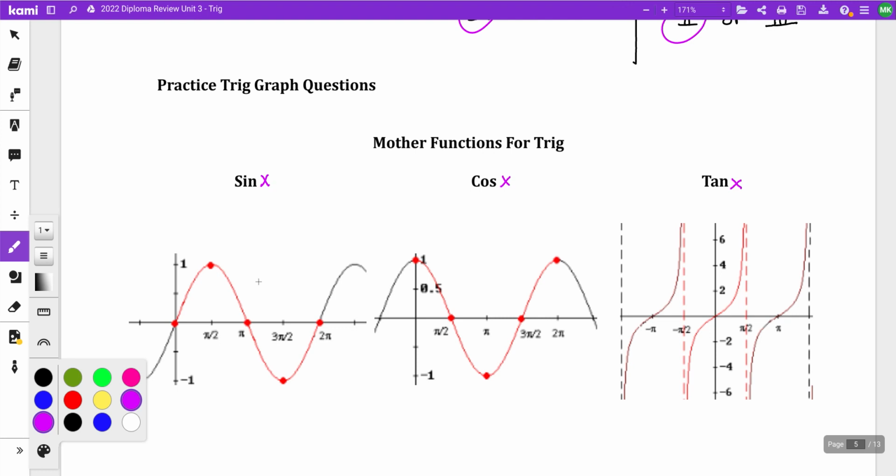Tangent creates an entire mess. It's like a whole new ball game. The reason why tangent makes a mess is because the cycle is shorter for tangent. Tangent is y over x.